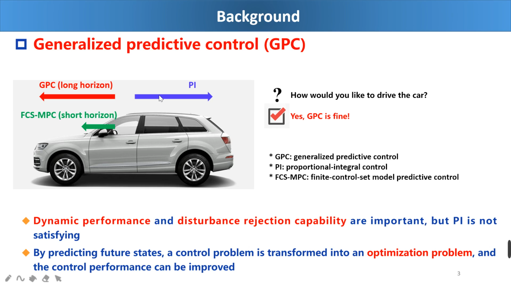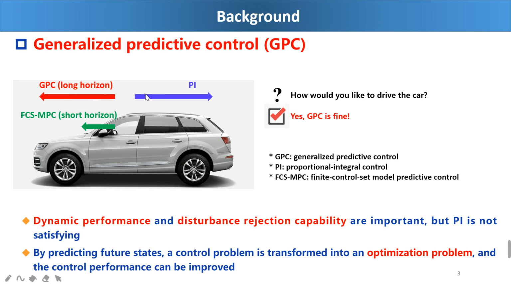So firstly, let's have a look at the Generalized Predictive Control, GPC. GPC is actually a special type of MPC. MPC, the Model Predictive Control, is widely used in machine drive and power electronic fields. And in this figure, we can see the main difference among the conventional PI, the FCS MPC, the finite control set, which is very widely used now, and the GPC with long horizon.